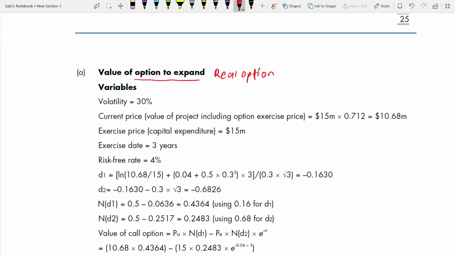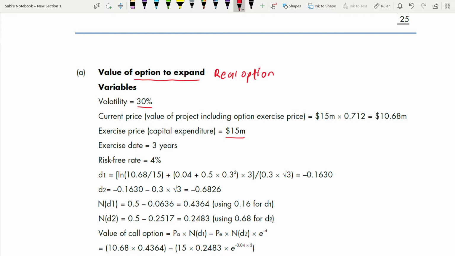This is the nature of the question you can expect in your exam. They will never give you a clear cut that this is a real option, this is an option to expand. From the wordings, the sentences they are using, you have to understand that this is a real option and option to expand. Now, you have been given all the 5 variables. So, first put all the 5 variables in one place. Volatility standard deviation was 30%. Okay. What is the current price? We need exercise price, we need current price. That exercise price is the capital expenditure, which is 15 million. And how do you find the current price? Value of project including option exercise price.